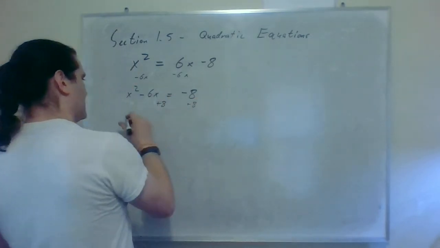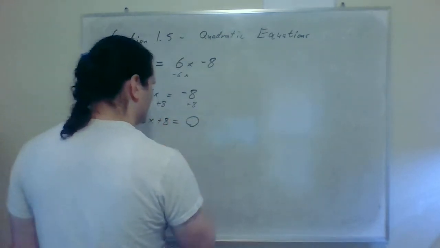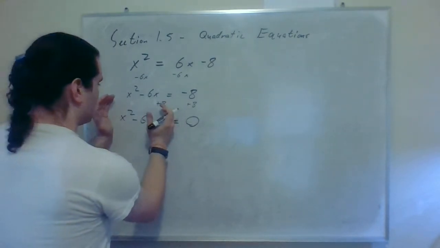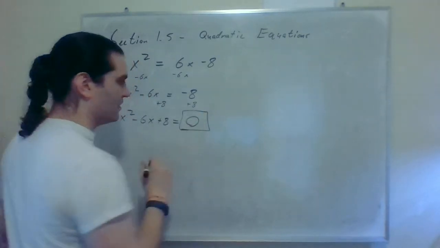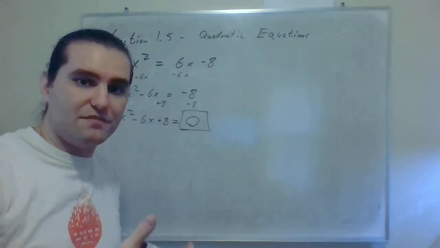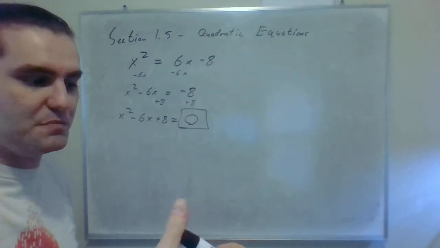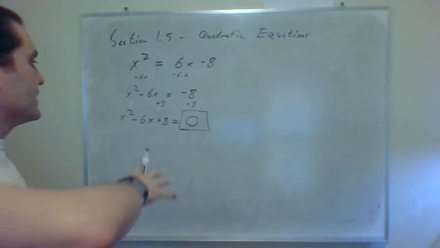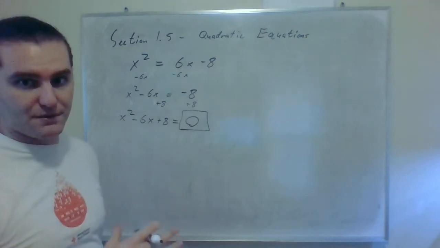So I'm going to move the 8 this way so that I have x squared minus 6x plus 8 equals 0. And now this isn't about getting everything over here. This is about having one side equal 0. When you have an equation that equals 0, that gives you a lot of information about the equation. That helps us solve the equation in big ways because 0 is a very special number. This technique we're about to use to solve this only works when one side of the equation is 0.